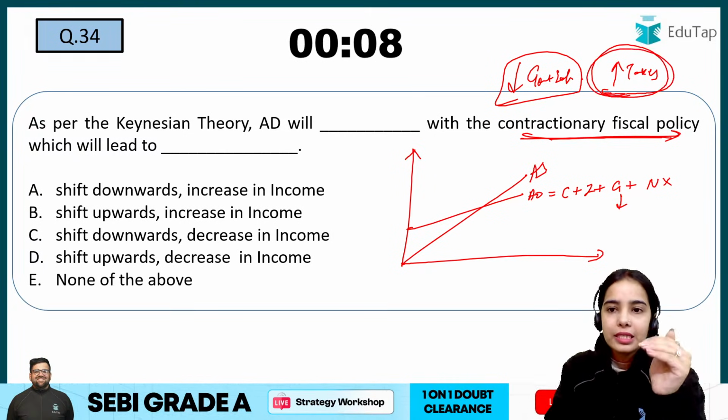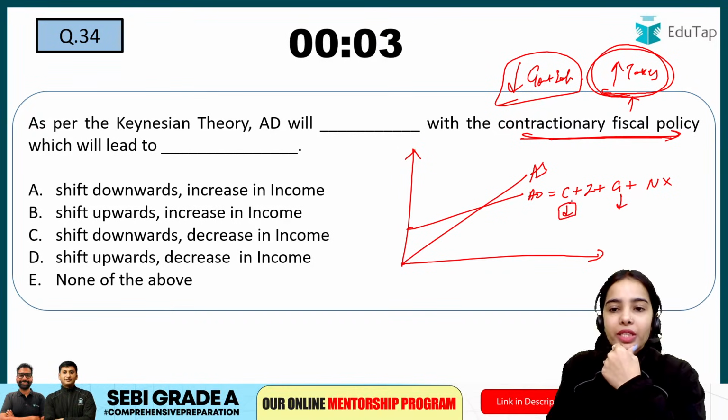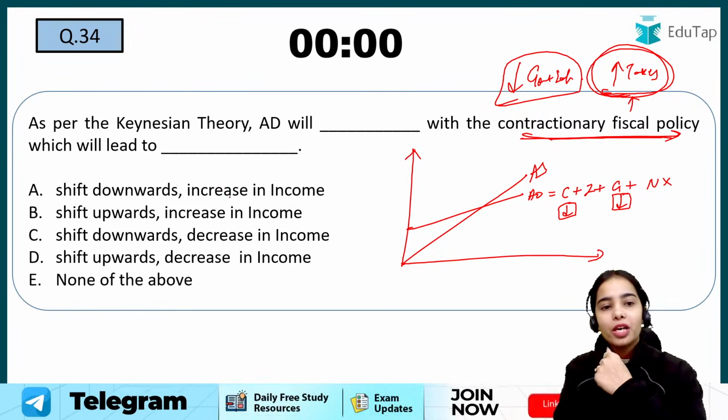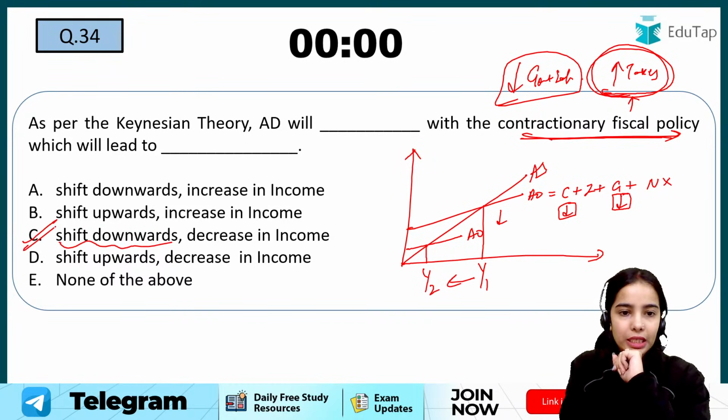With increase in taxes, with more taxes, consumption will decrease. So either the consumption will decrease or government expenditure is decreasing. So aggregate demand will shift downwards. Very good. Aggregate demand will shift downwards. So the level of income will decrease. So yes, C is the answer here.